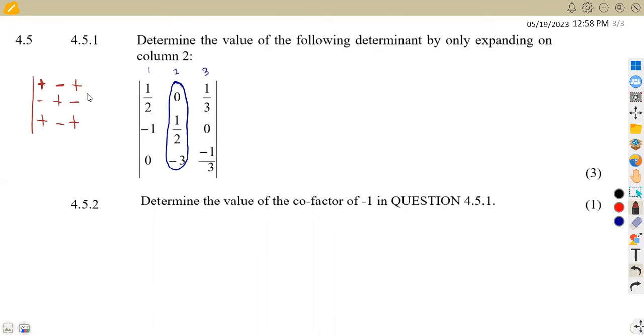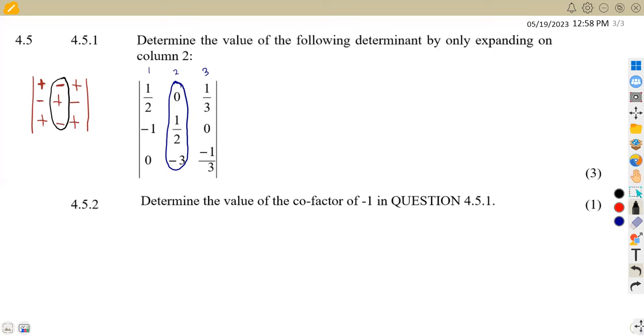So these signs here correspond with every part of the matrix that you are given, every column or every row. If we are considering the second column, meaning we are going to consider these signs which are in the second column. That is, we've got a negative, a plus, and a negative. So how do we expand with these signs that you're given?